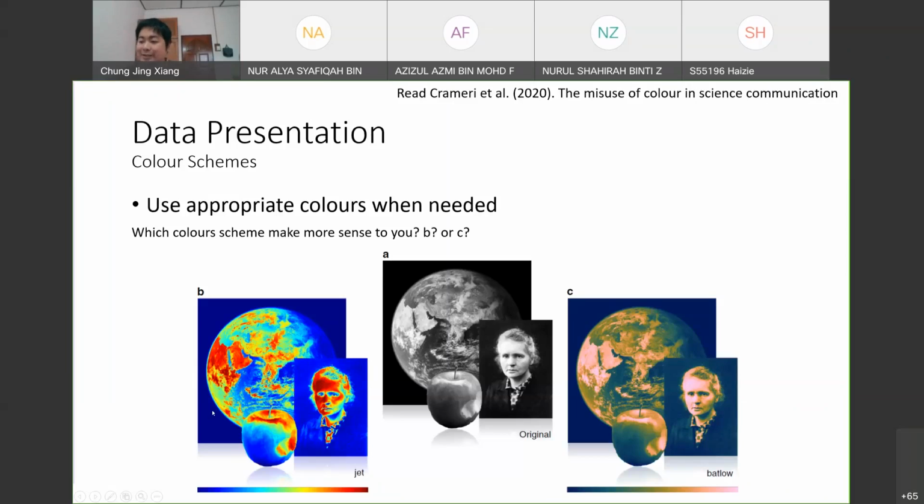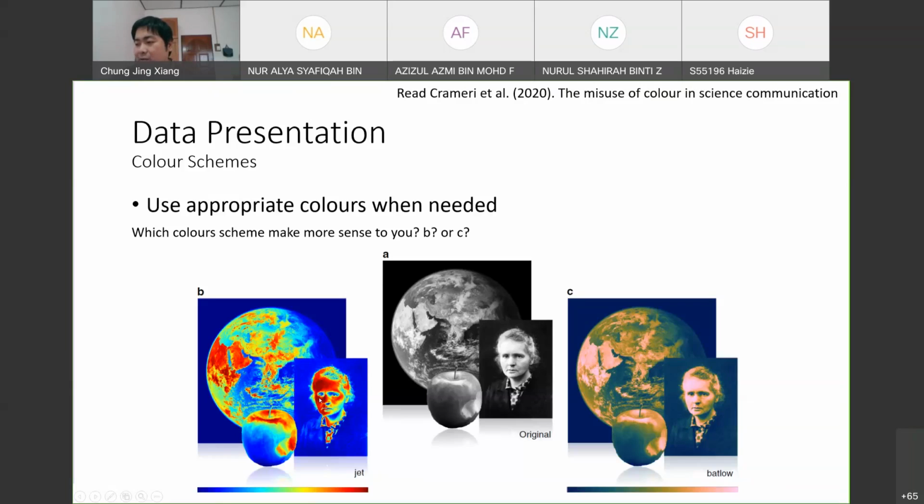Let's see number 1, color scheme jet. Jet is a bit like rainbow color. When you paint the earth picture with jet, the old lady picture with jet, and the apple with jet, you find it looks weird for the old lady and for the apple, right? It looks very weird, because you have a lot of red here.